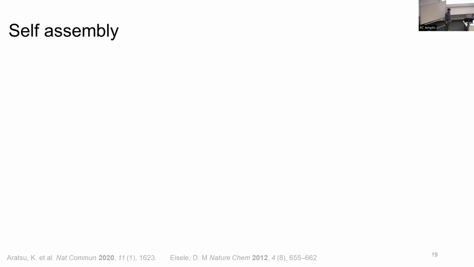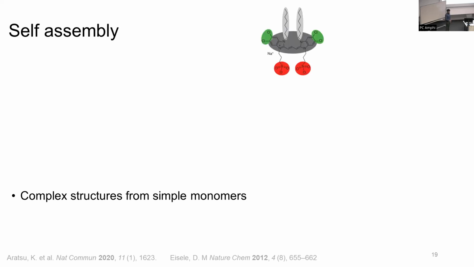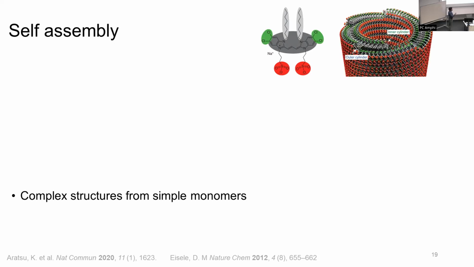I don't think I need to introduce self-assembly a lot to this crowd, so I will just show some general points and cool examples. Of course, the aim of self-assembly is to form complex structures from very simple monomers. You have some spectacular structures that can be formed from this. From very simple molecules, you get these double-walled nanotubes.